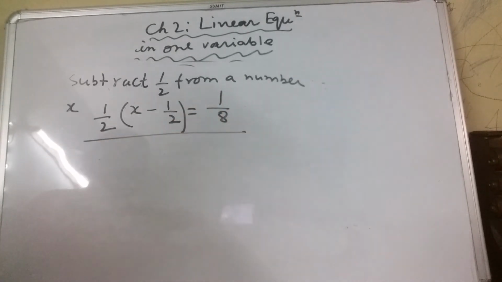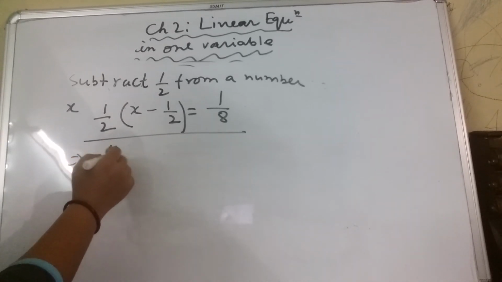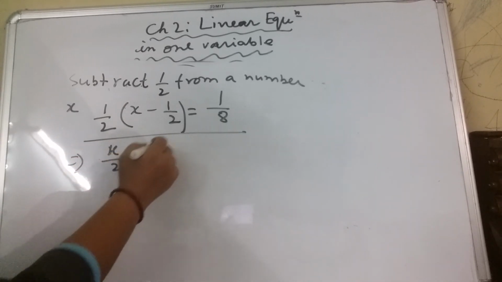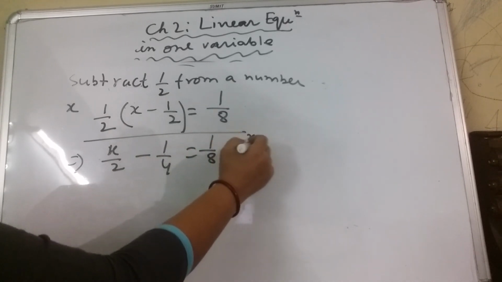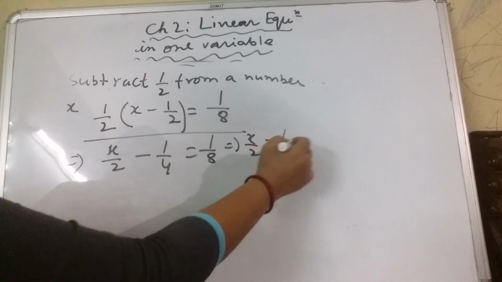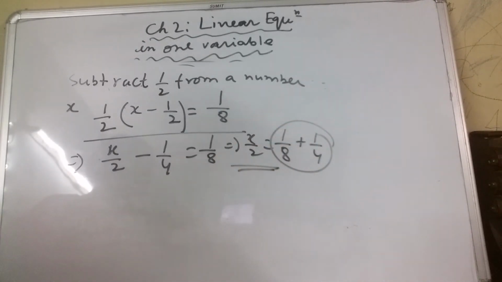You have to solve this equation. So x by 2 - 1 by 4 is 1 by 8. So x by 2 equals 1 by 8 + 1 by 4. You have to add, then solve. Okay. Now take another example.